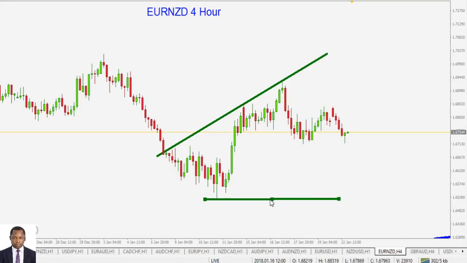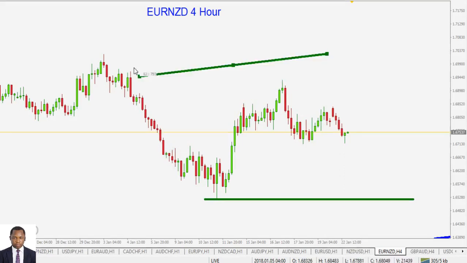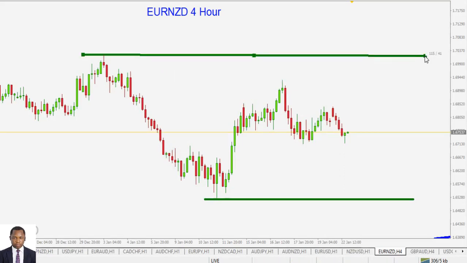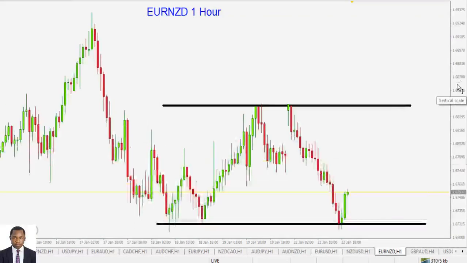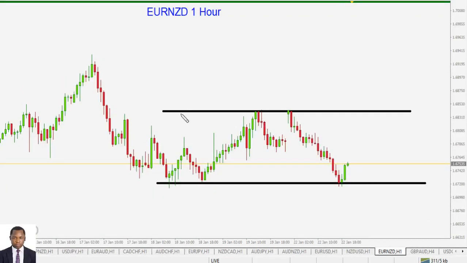So we'll keep this level here as a support. We can now keep this one here. While marking this range in the 1 hour time frame, let's mark this. Let's keep this little range in the 1 hour time frame.